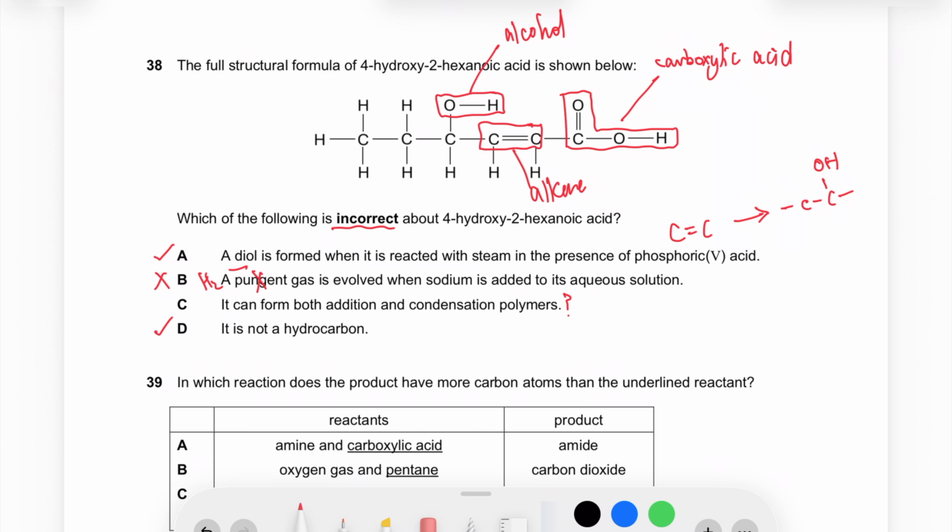when you add sodium. Okay, let's use blue. The sodium will just react with this, and you'll form hydrogen gas. Hydrogen gas is not pungent. Okay. Option C, it can form both addition and condensation. Oh yes, okay. Because it has the C=C double bond, so it can undergo addition. And then it also has either an OH or COOH group, so it can undergo condensation polymerization as well. So this is correct as well. So the answer will be just B. Okay, B is the one that is false.